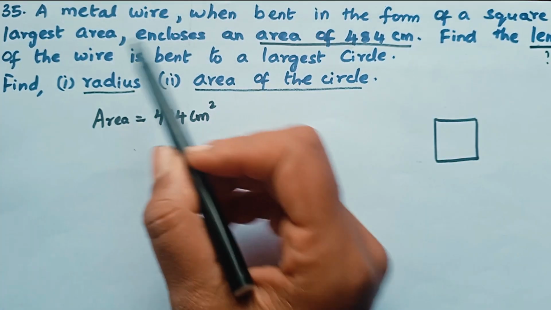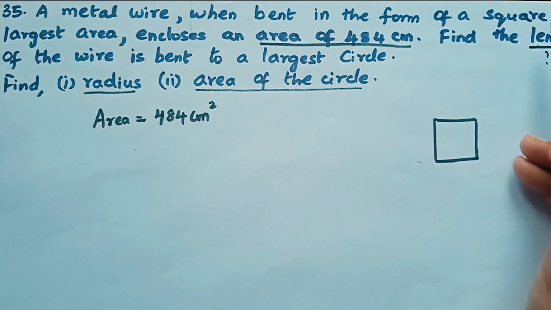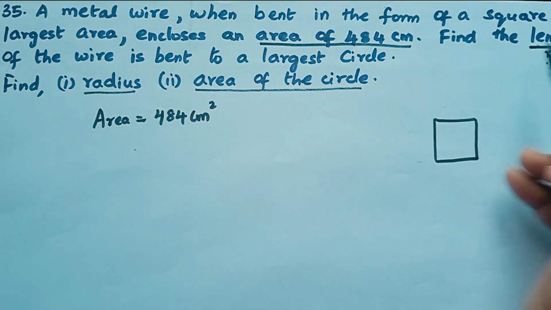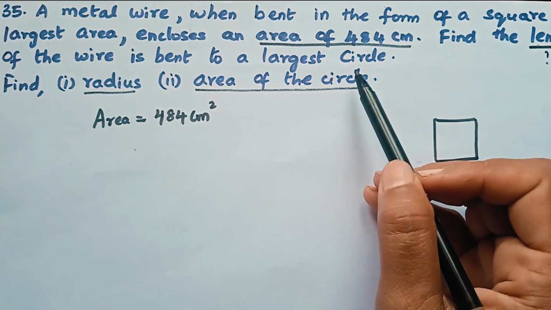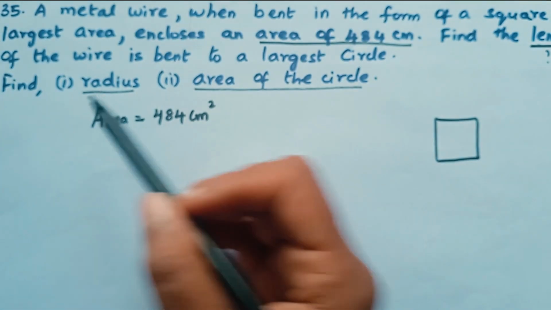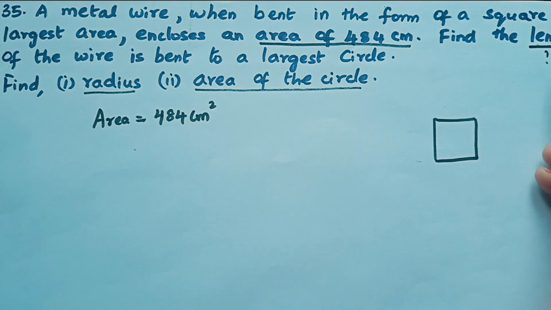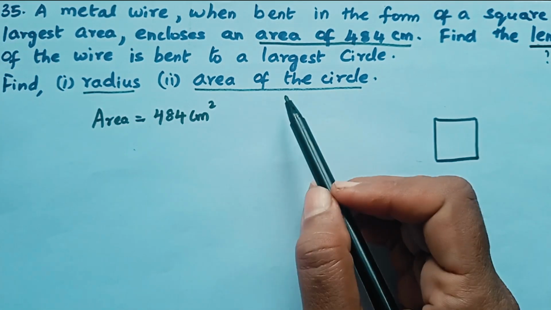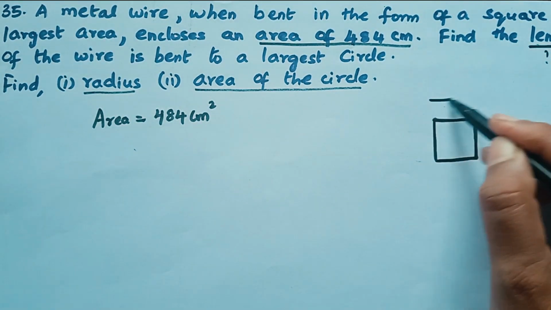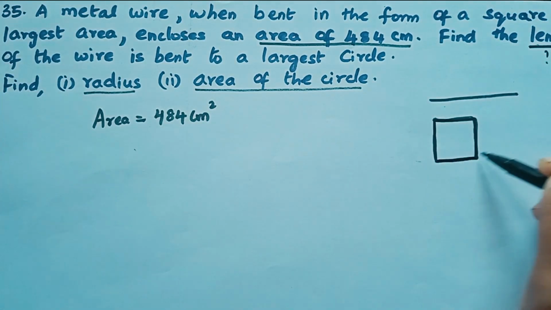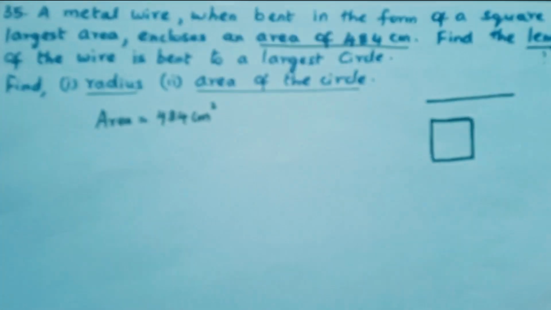Next question. A metal wire when bent in the form of a square of largest area encloses an area of 484 cm. Find the length of the wire. If it is bent into a largest circle, also find the radius and area of the circle. So we need to find answers for 3 questions. First, the length of the wire, then the radius of the circle, and then the area of the circle. The same length of the wire is bent to form a square. So the perimeter of the square is nothing but the length of the wire.